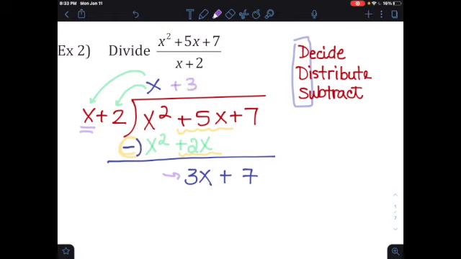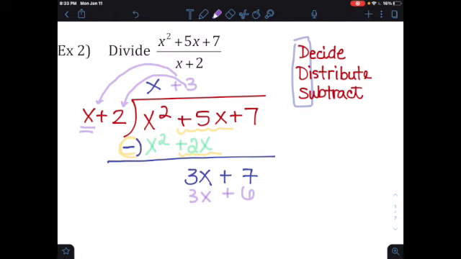Look here. So I'm going to have positive 3 times x, positive 3 times positive 2. So now what you're going to have is positive 3 times the positive x, and that is going to give you a positive 3x. Positive 3 times a positive 2 is going to give you a positive 6. The positive 3 is the decide. Notice I distribute the positive 3 to x plus 2.